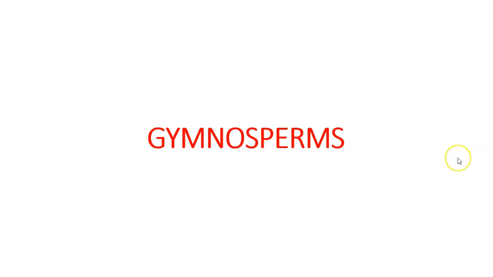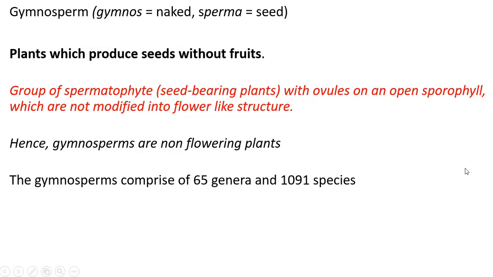Let us have a very brief but very useful and interesting discussion on gymnosperms. What are gymnosperms? These are naked seeded plants. They can be called spermatophytes or seed-bearing plants, but the ovules or seeds are exposed on an open sporophyll. In angiosperms, we will see flowers which bear fruit, but these are closed structures in angiosperms.